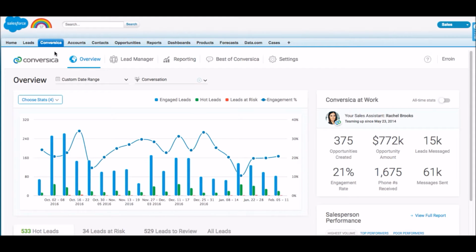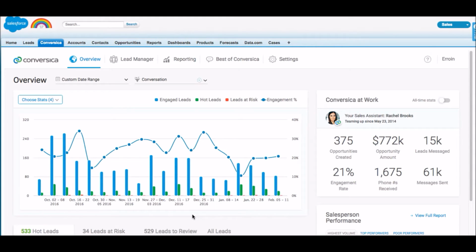Now, I'm on my overview, looking at the dashboard. The dashboard is only available to managers and administrators of the Conversica platform. Normal sales reps would not see this. They would see something down below, highlighted as hot leads, leads at risk, leads to review, and all leads. But right now, we're looking at how my assistant is doing over a date range of October 1st to today.